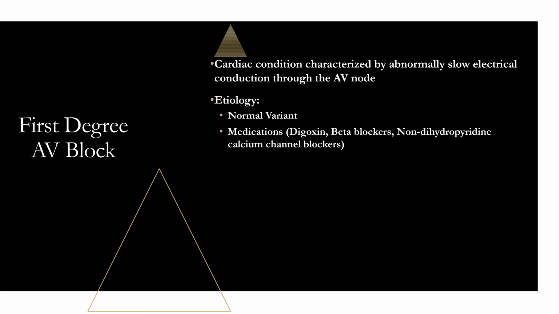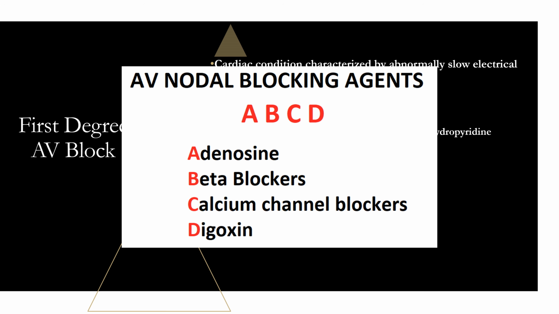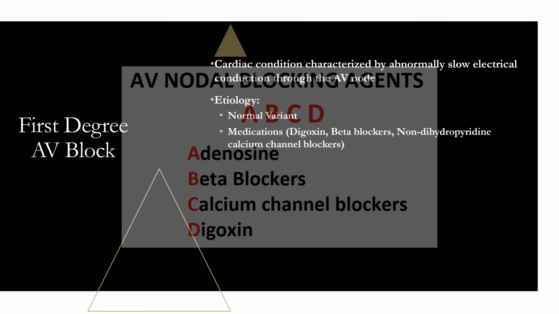So on your exam, if they ask you what the underlying cause may be, make sure you're looking out for one of these meds. And if you need an easy way to remember the common AV nodal blocking drugs, you can remember the mnemonic A, B, C, D. So your main AV nodal blocking drugs start with A, B, C, or D. A standing for adenosine, B standing for beta blockers, C standing for calcium channel blockers, of course your non-dihydropyridine specifically, and then D, digoxin. So look for one of those meds in the answer choices if they're asking you about a med that could be causing the AV block.